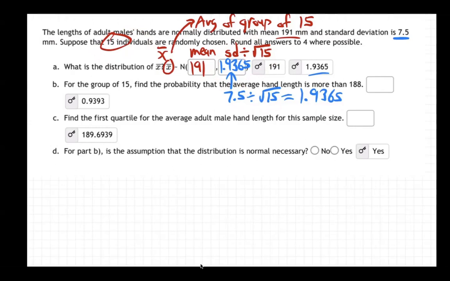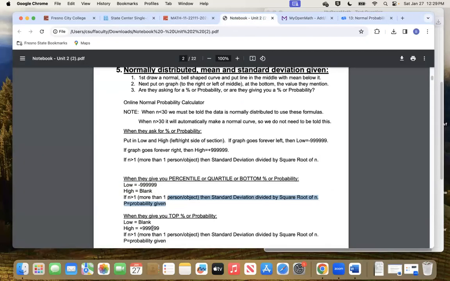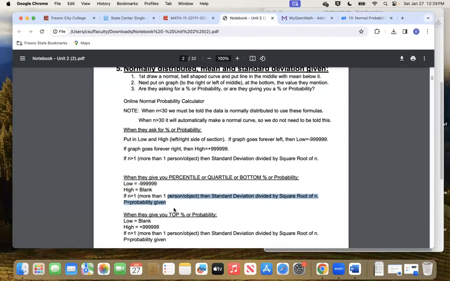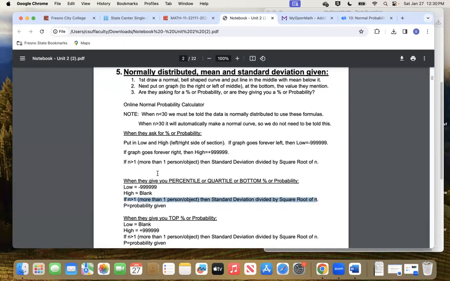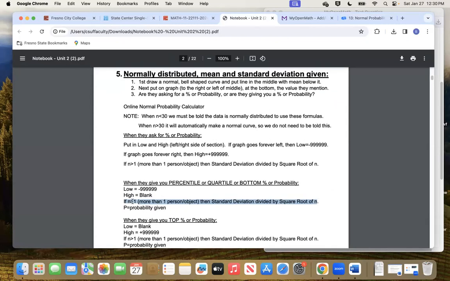Let me show you this in the notes. It's important you know it. This can trick you on the exam. It says right here, standard deviation divided by square root of n. If n is more than one, this is normal distribution stuff. If n is greater than one, then standard deviation divided by square root of n. So you got to remember that when you're talking about a group, you got to do it that way. Okay, so the next question, let's go back to it.